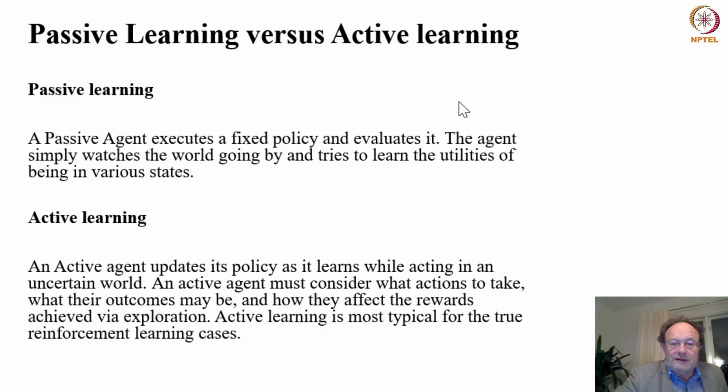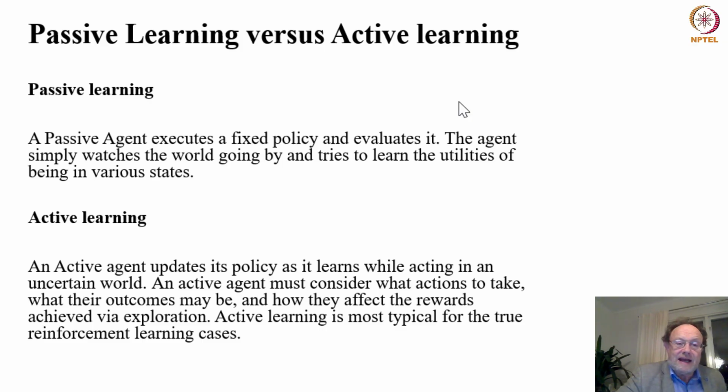What the agent can do, it can evaluate what's happened. It can look at what rewards it gets. It can look at the returns, etc. And it can also learn about the utilities of being in its various states. But it's a circumscribed existence.